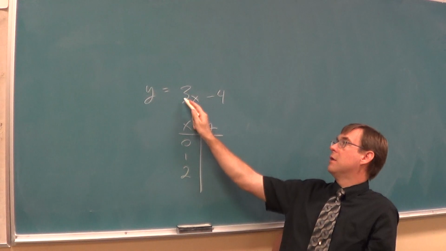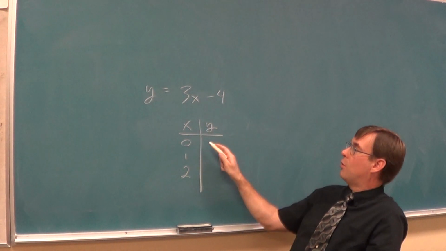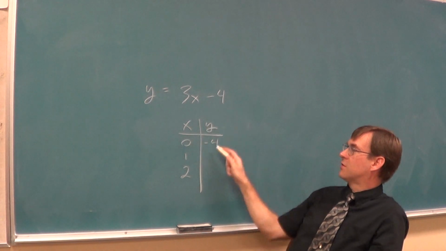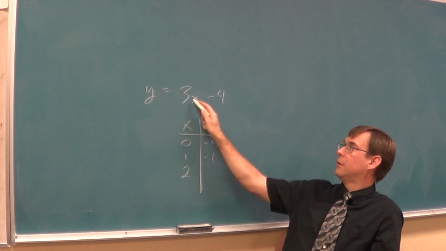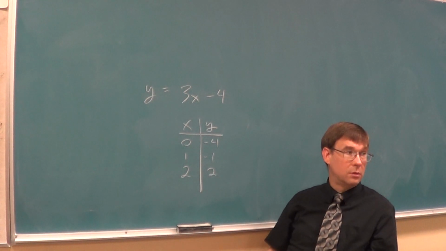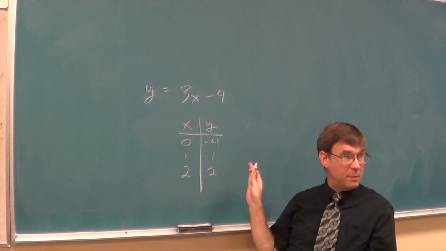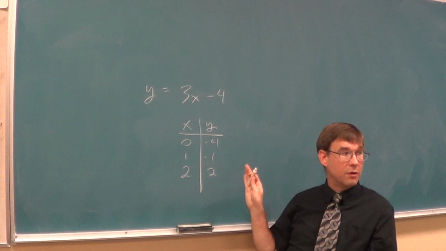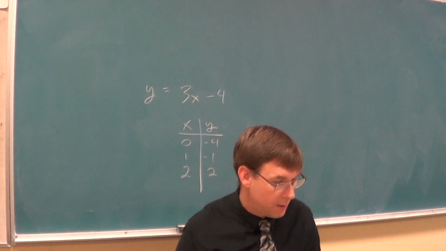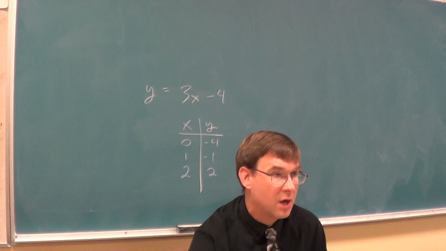Then we just stick them in. 3 times 0, subtract 4, that's negative 4. 3 times 1, subtract 4, that's negative 1. 3 times 2 is 6, subtract 4, that's 2. Then do you need me to keep going to graph? You good from there? Anybody need more information up to 42?